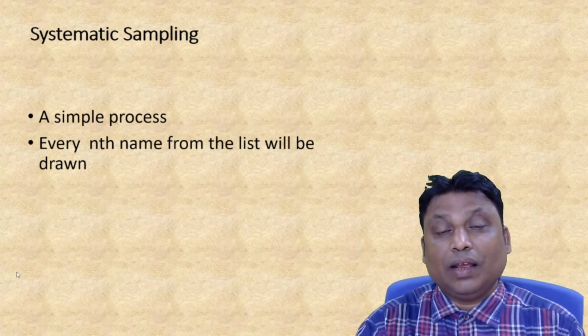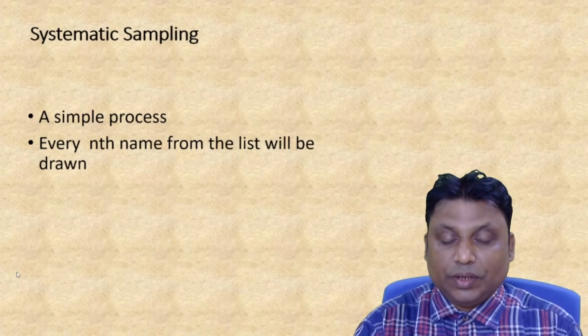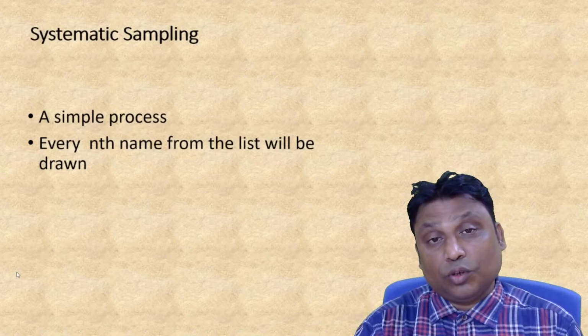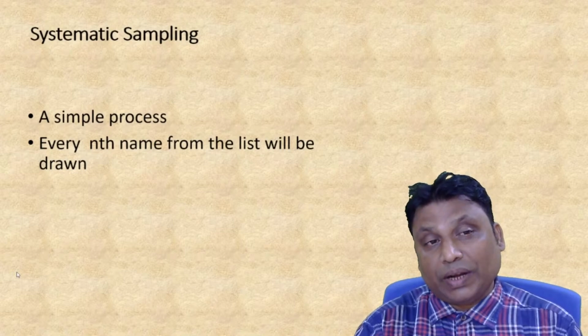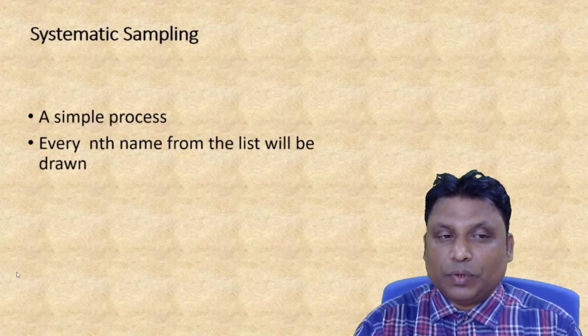So for those cases, how can you select the students? How can you collect the information? After that process, the systematic process is a better technique. This is called systematic sampling. It is a simple process: every nth name from the list will be drawn.